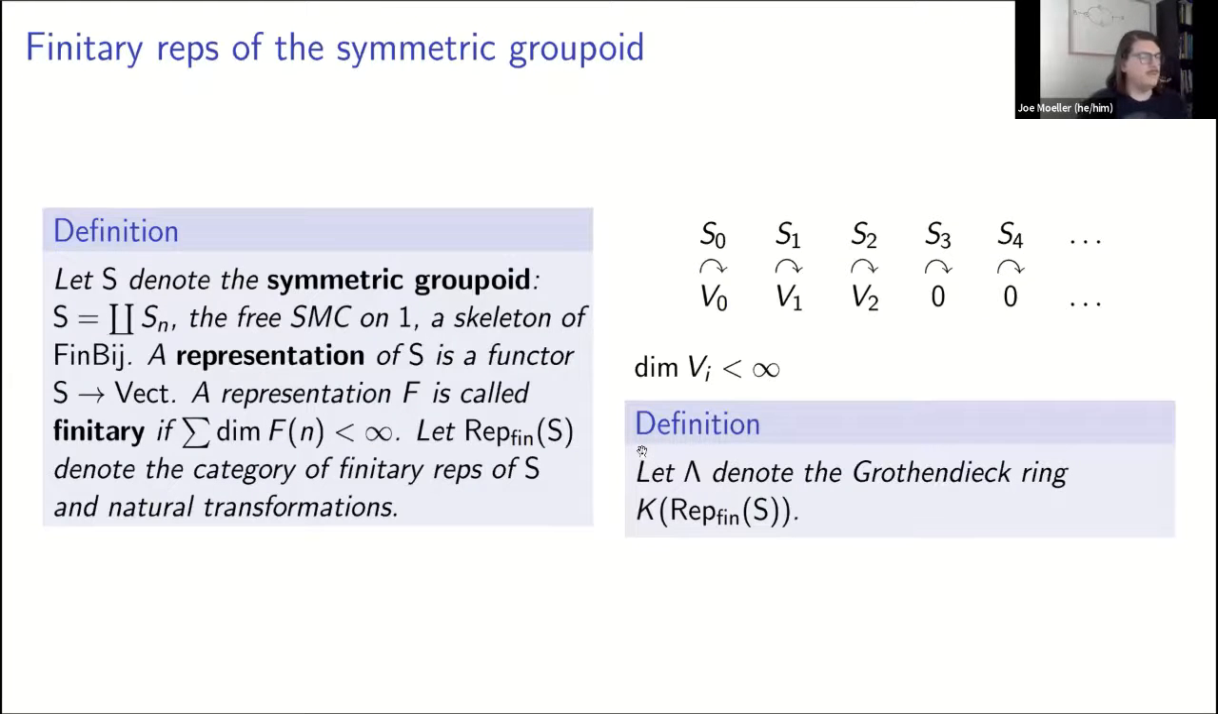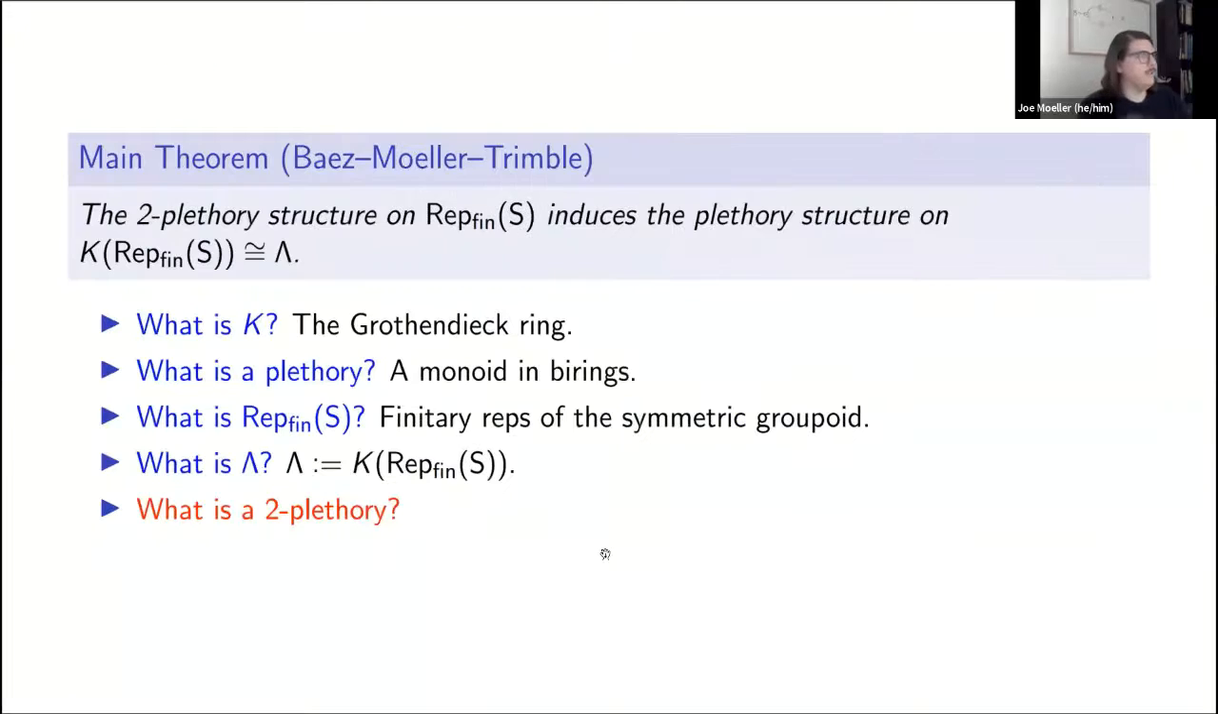Okay, for the sake of this talk, for the sake of time, I'm just going to define lambda to be the Grothendieck ring of this category. If you happen to know about symmetric functions, this is the ring of symmetric functions. It's a really important thing in algebraic combinatorics and representation theory, but I won't tell you anything about it right now. So that's four down. Rep fin S is the category of finite representations of the symmetric groupoid. Lambda is its Grothendieck ring.